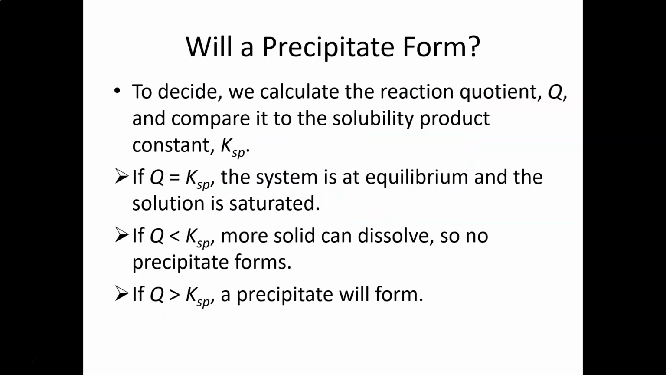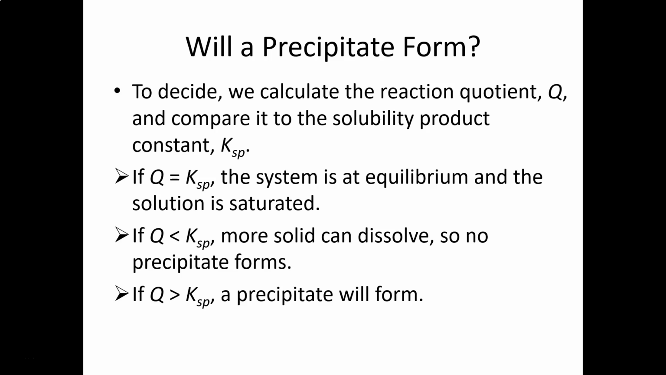Deciding whether a precipitate will form is based off of the reaction quotient Q. When the reaction quotient Q is equal to the solubility product, then we say that the system is at equilibrium and the solution is saturated. That is, it's dissolved as much material as it's going to dissolve and won't dissolve anymore.